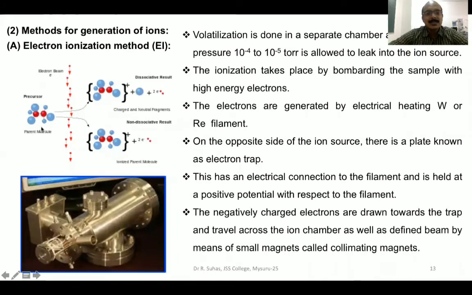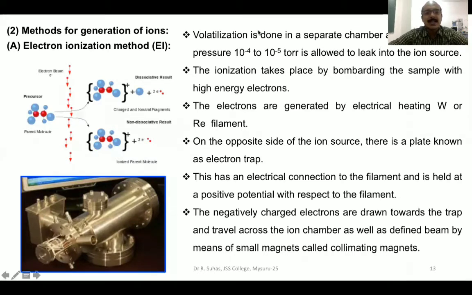Just consider it as a parent molecule, and there will be a very highly energetic electron beam. When the sample moves in the system, this electron beam hits the molecule and produces an ionized parent molecule. Along with that, the excess energy will further fragment this parent ion into daughter ions. Usually the volatilization is done in a separate chamber, and the pressure should be kept as low as possible, of the order of 10 raised to minus 4 to 10 raised to minus 5 torr, and then it is allowed to leak into the ion source.